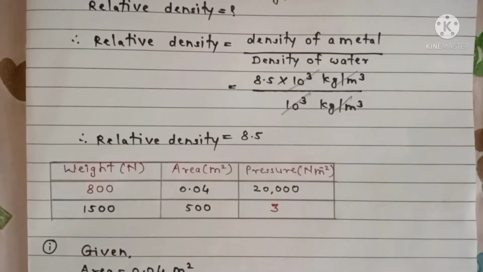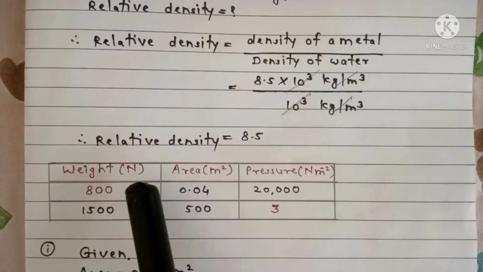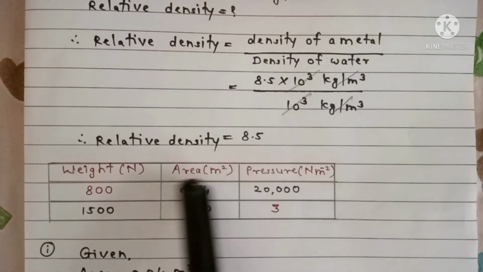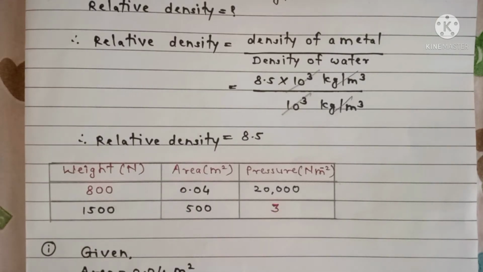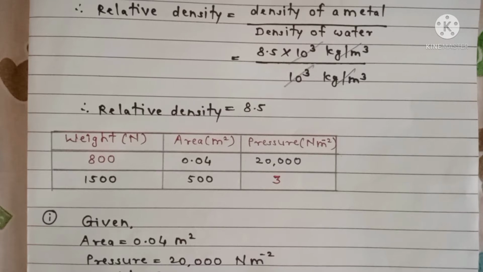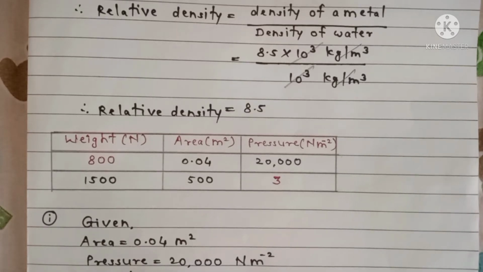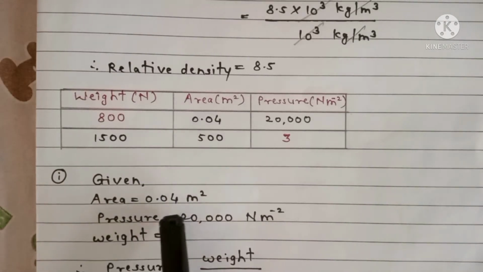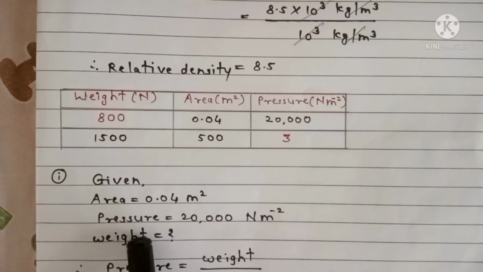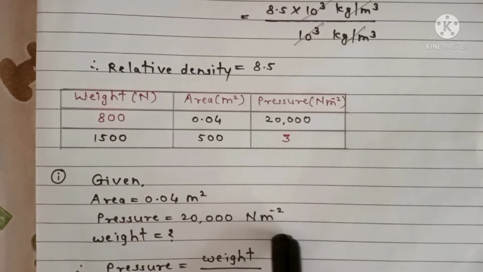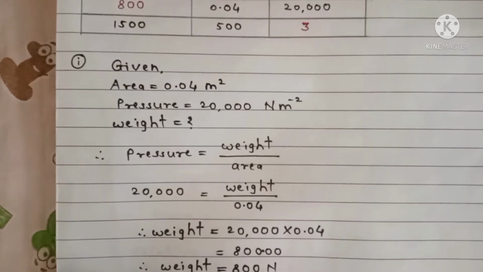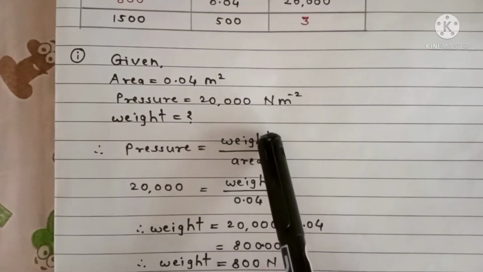Now the next, third table is given here, that is weight in Newton, area in meter square, and pressure in Newton per meter square. With the help of the given quantities, we have to calculate the asked quantities. In the first example, area is given 0.04 meter square. Pressure is given 20,000 Newton per meter square, and here we have to calculate weight. Therefore pressure is equal to weight upon area.